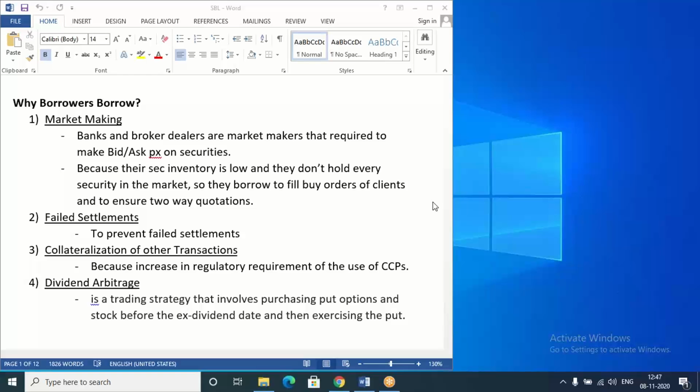Yeah. Second reason they might borrow is to prevent failed settlements. What is failed settlements?